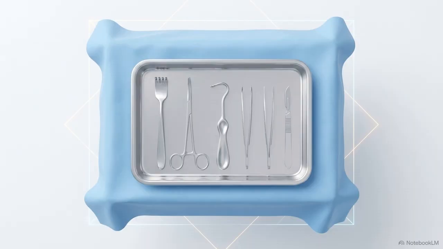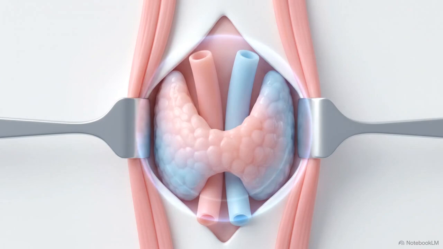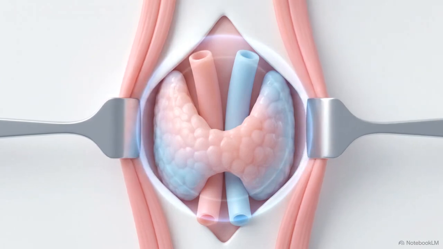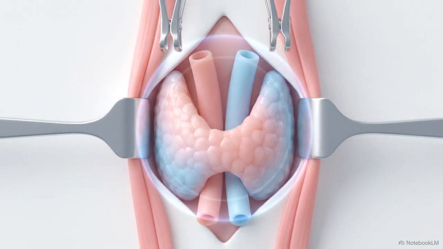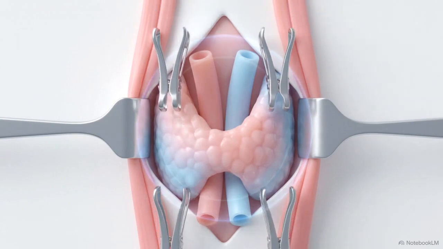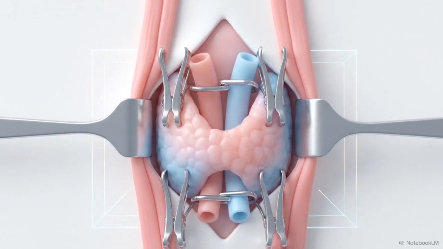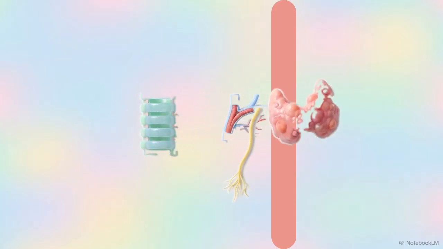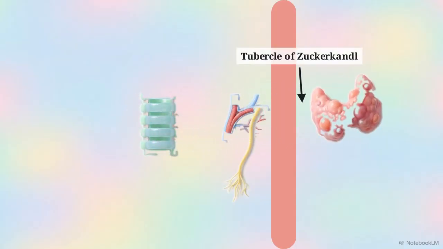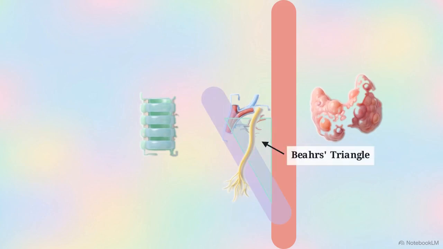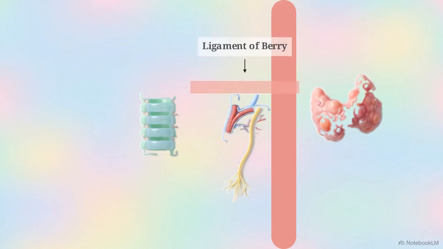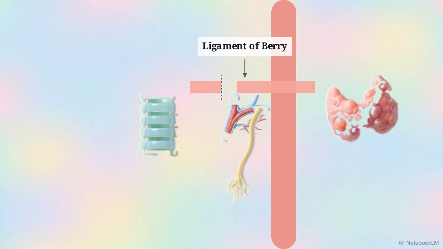When medical management is exhausted, a total or near-total thyroidectomy provides the definitive solution for toxic nodules and severe goiters. The procedure begins by gently separating the cervical strap muscles and ligating the superior and inferior thyroid vessels to manage the gland's intense vascularity. The surgeon mobilizes the gland laterally to expose the tubercle of Zuckerkandl, identifies the recurrent laryngeal nerve within Beahrs' triangle, and frees the ligament of Berry.